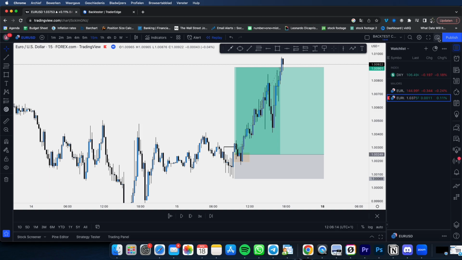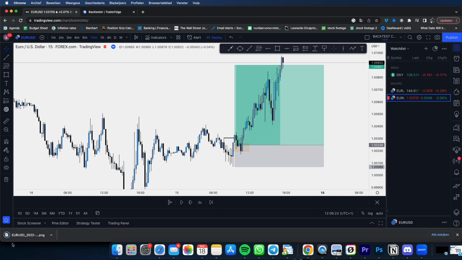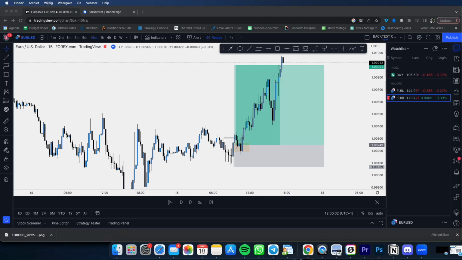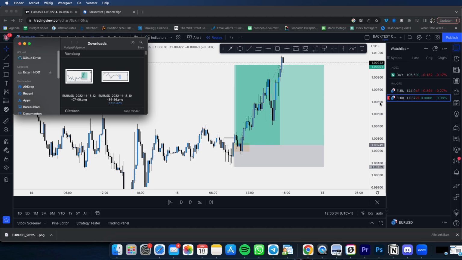You go to this little camera icon right here at the top right. That is to take a snapshot. You do save chart image. Bam. As you can see, it will get downloaded. You open up your Finder or your Windows Explorer, your files anyway. You have your downloads, and I want you to make a separate file that is only for trading.